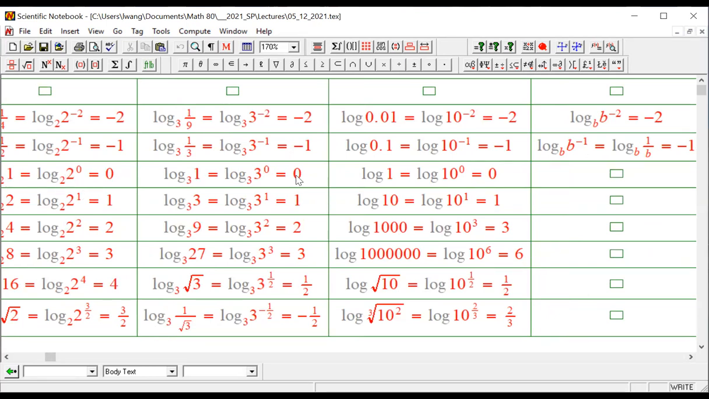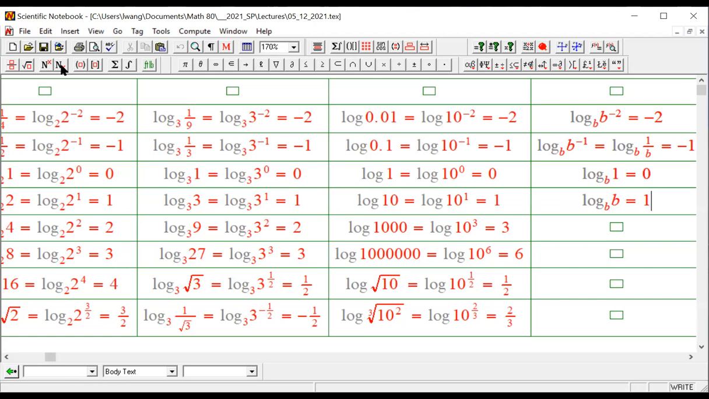Row number 3. We have log base 2 of 1, log base 3 of 1, log base 10 of 1, and they're all equal to 0. So that's probably not any coincidence, right? So log base B of 1 is equal to 0. And next, log base B of B. And that is just equal to 1, isn't it? You follow me? No matter what the base.